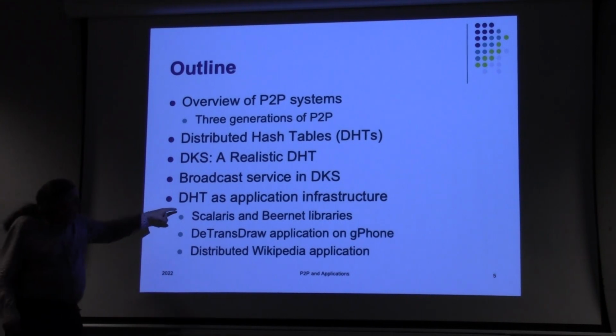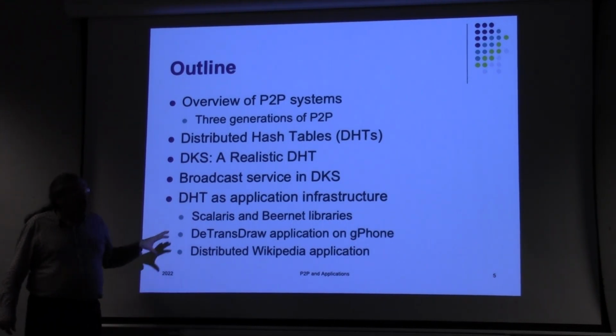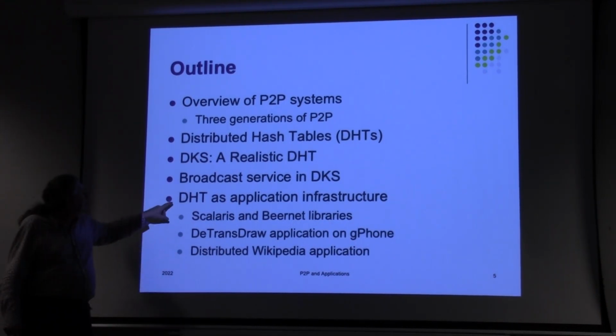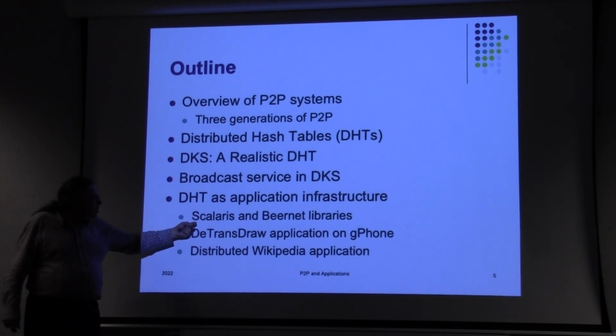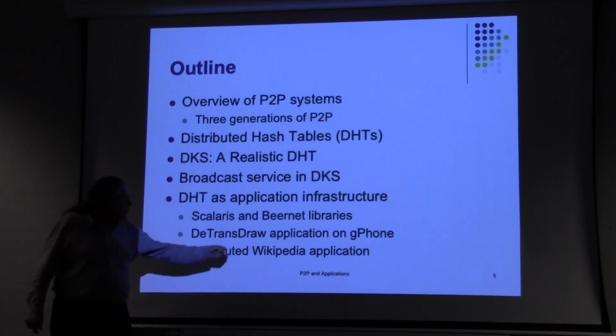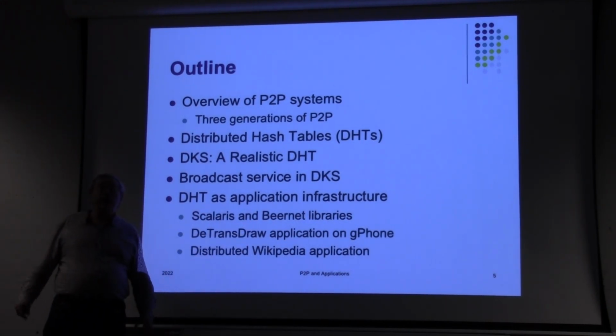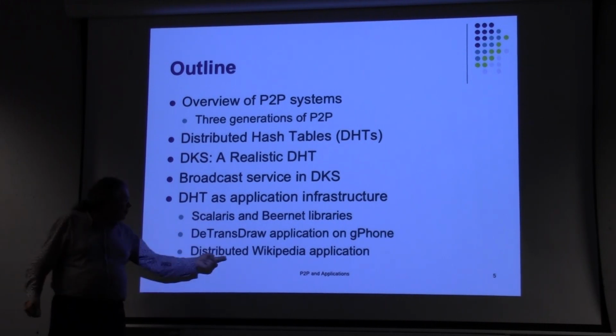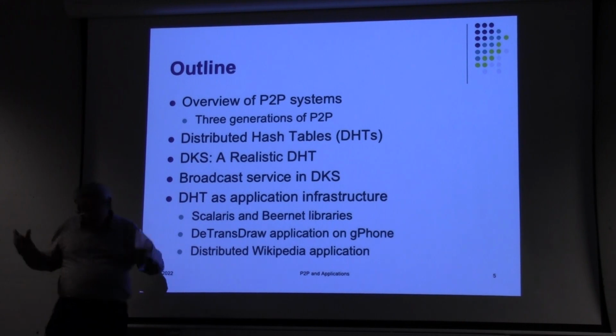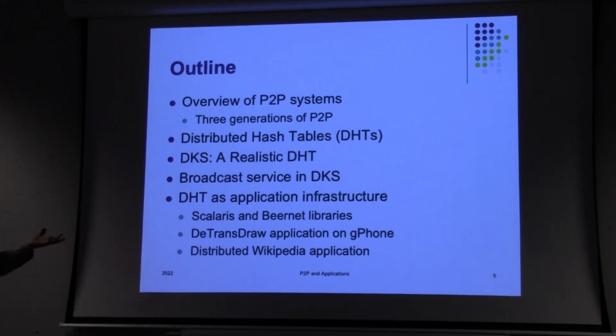And we actually made applications. We actually had a research project doing this, and we built some systems called Scalaris and Beernet and some applications. We actually had a distributed Wikipedia, a huge application, and it even won a prize. This was in 2008. It won a prize on scalability from IEEE. So this is actually a really nice architecture.